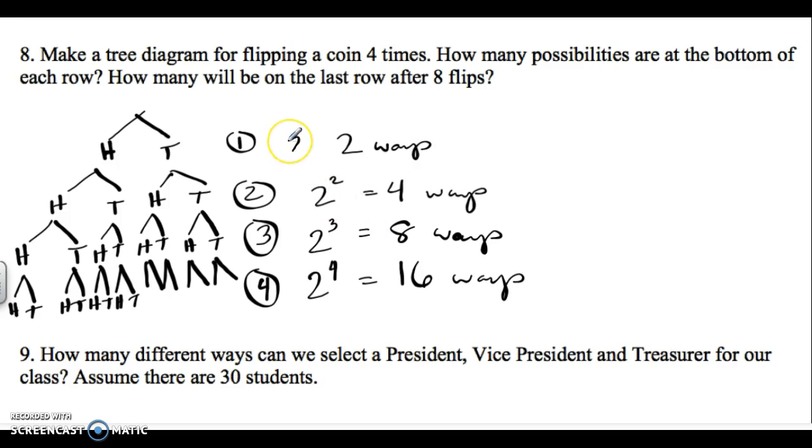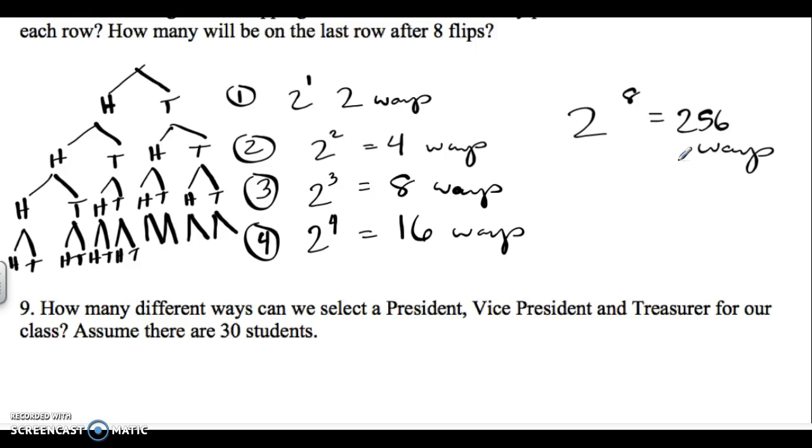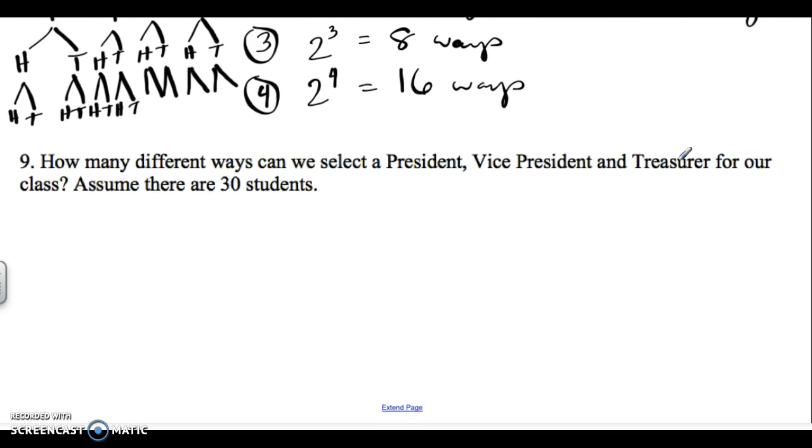So we see this pattern here. Basically, we're just taking 2 to the power of the number of flips. So if we want to find out how many possibilities there will be after 8 flips, that's just 2 to the 8th, and that's the same thing as 256 ways. Number 9, how many different ways can we select a president, vice president, and treasurer for our class?